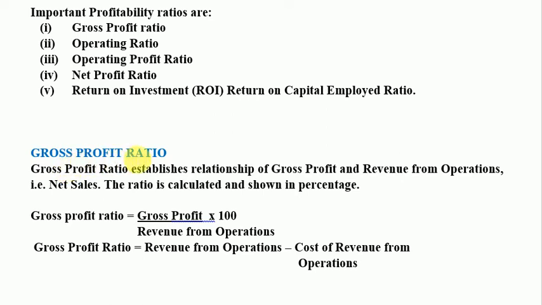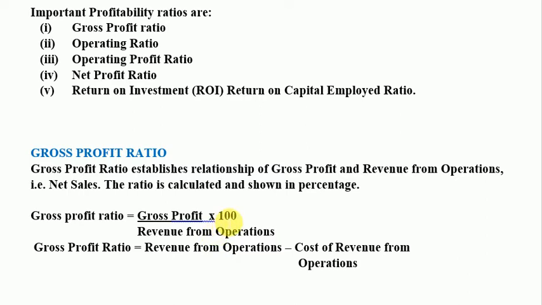Children, I know you are all familiar with this word, gross profit. We have done the trading account in class 11th and we have calculated gross profit by making the trading account. So the gross profit ratio establishes the relationship of gross profit and revenue from operations, that is net sales. This ratio is calculated and then finally expressed in percentage form. The formula for gross profit ratio is gross profit divided by revenue from operations multiplied by 100.